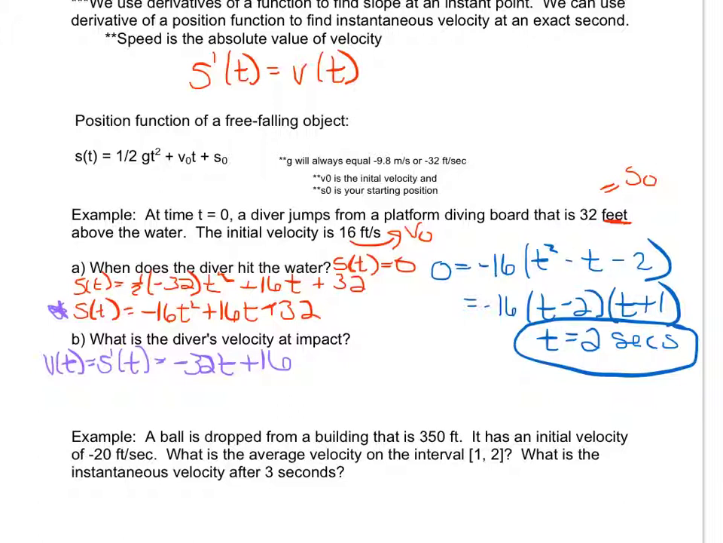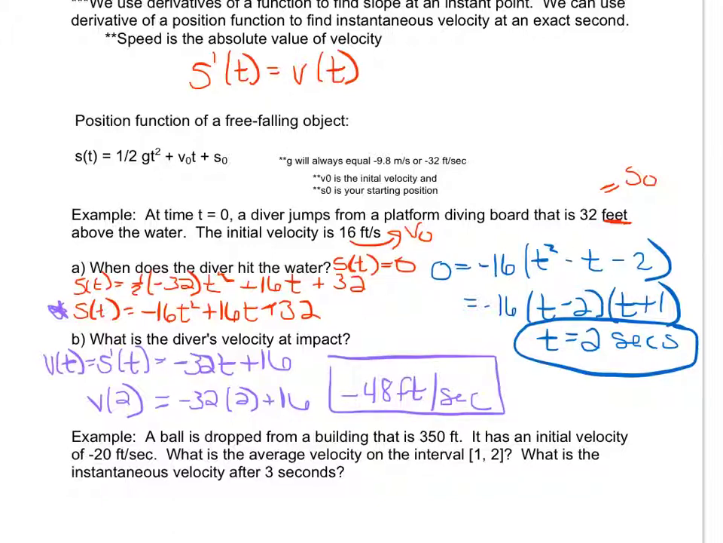Well, now that I have a formula for velocity, I can find my instantaneous velocity when t is 2, since that's the time of impact, by plugging 2 into my velocity formula. Doing so gives me a velocity of negative 48 feet per second. So in other words, I am essentially moving down at a rate of 48 feet per second, which should make sense since I'm diving down towards the water.